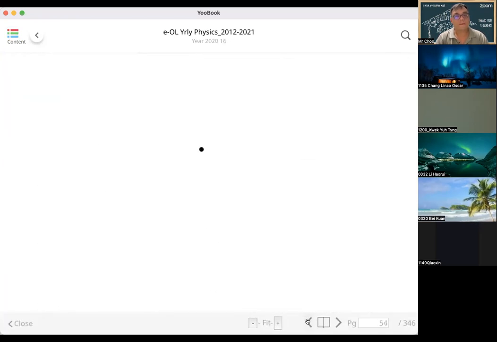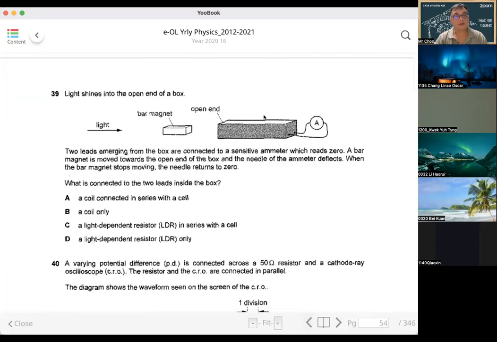Okay, do question number 39. This question looks very similar. What's the answer for this? Okay, all of you know already, right? The answer for this is B. Well done. Let's move on to the next question. I don't need to explain this. You all should know this question is a similar question.